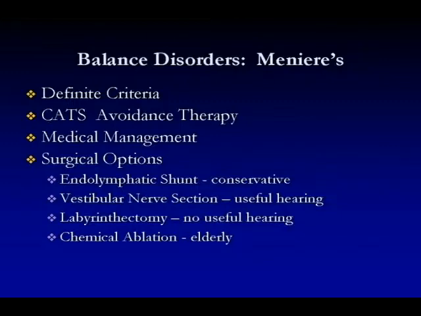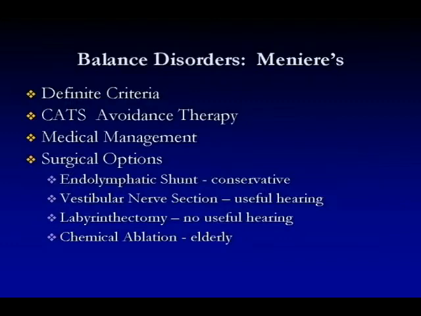The surgical options are really pretty straightforward, and we only operate on about 20% of our Meniere's patients. And by far the most conservative operation is an endolymphatic shunt. It's done as an outpatient. It has about a 70% success rate. It takes us an hour to do, and most of them do very well.